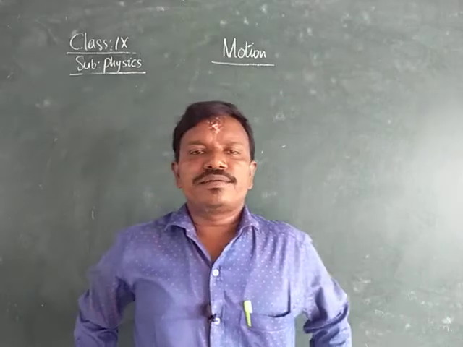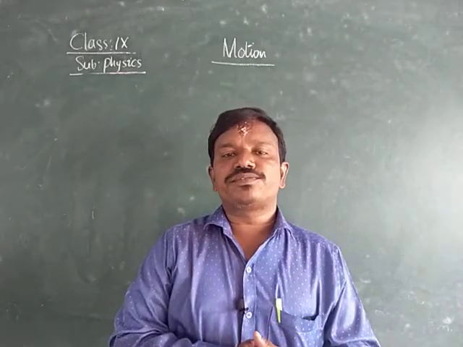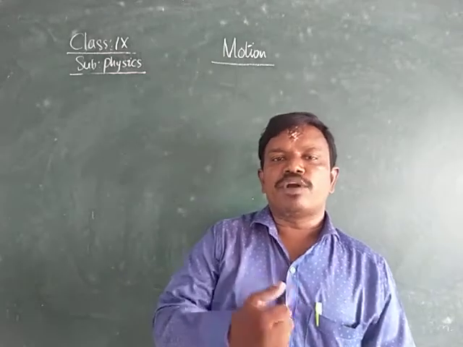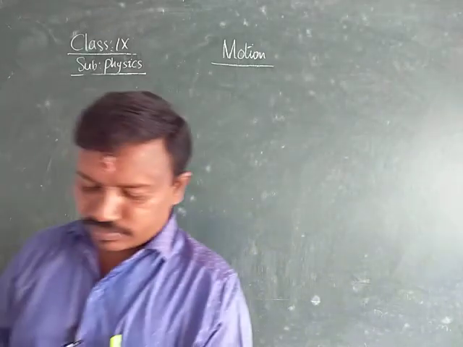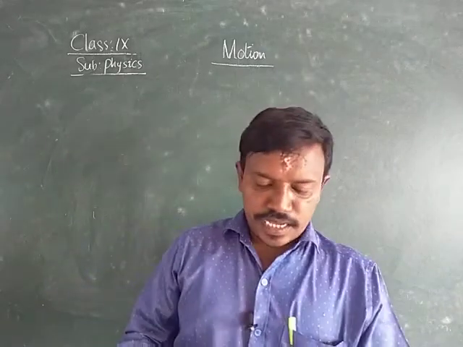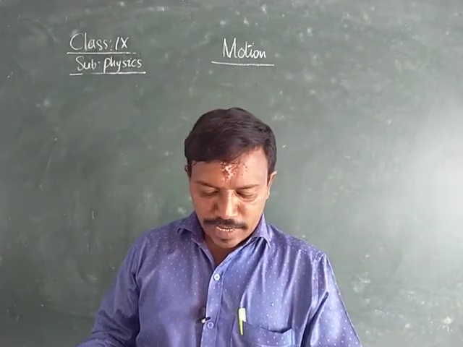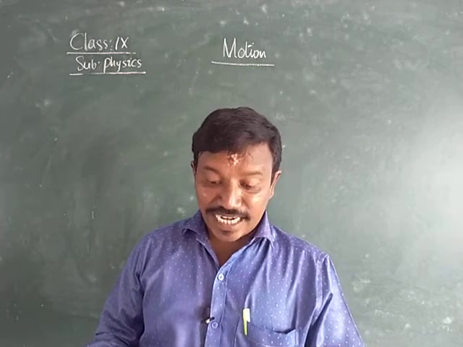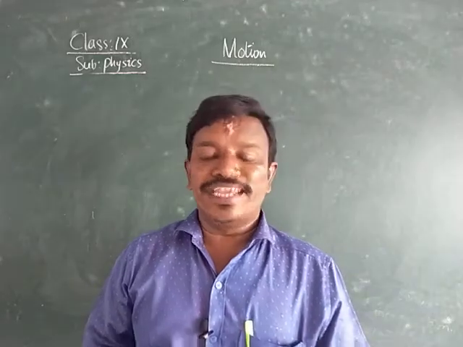Good morning, children. In the previous class, we learned a few problems, and now we'll be learning some more problems. In the textbook, we have the last problem: a particle moving with constant acceleration of 2 meters per second square due west has an initial velocity of 9 meters per second due east.